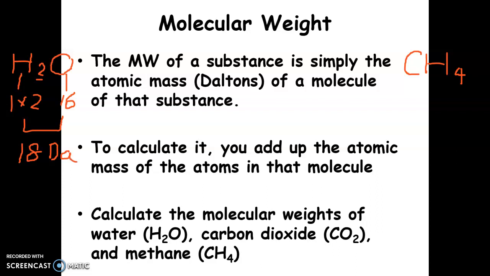Now for CH4, carbon is 12 Dalton. Hydrogen is 1. We have 4 of those, so multiply by 4. So when you add these together, it should be 16 Dalton. Okay, the key thing to remember is to use your periodic table and to use the atomic mass, and the unit is always going to be Dalton.